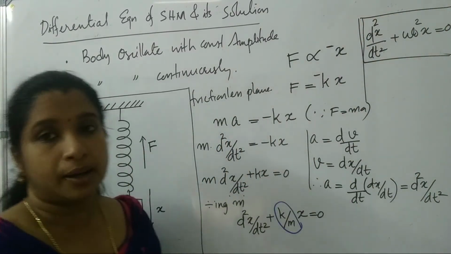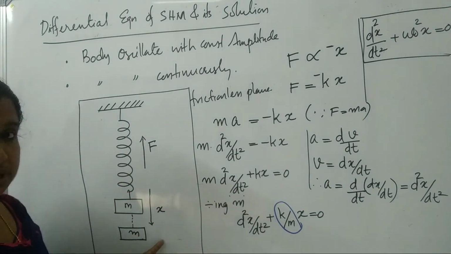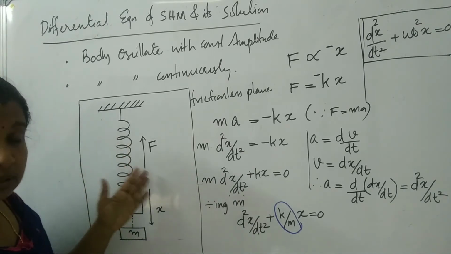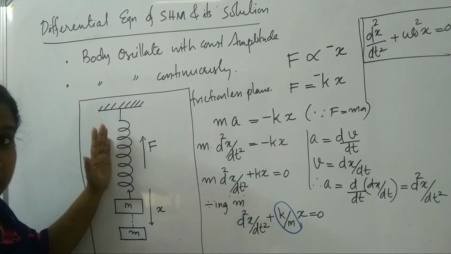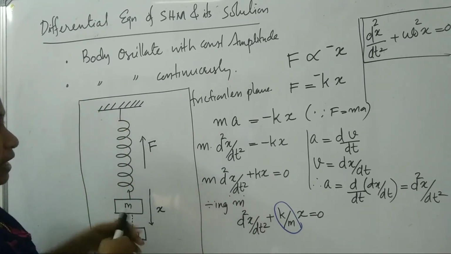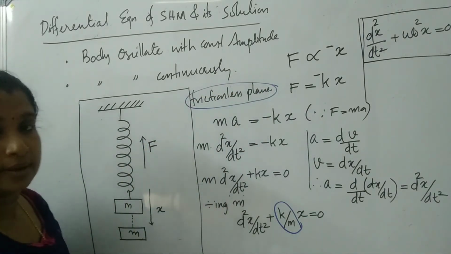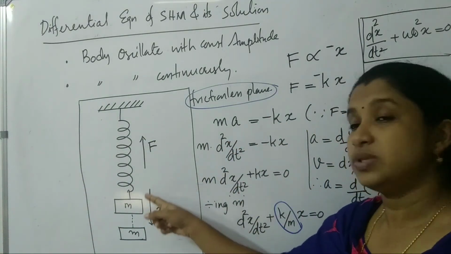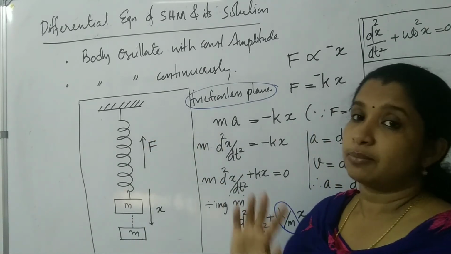So this is the differential equation of simple harmonic motion. To derive it, we create a situation where simple harmonic motion occurs. For this, we consider a spring mass system kept in a frictionless plane. In a frictionless plane there is no air resistance or frictional force, so this body oscillates continuously. So this is a case where simple harmonic motion occurs.